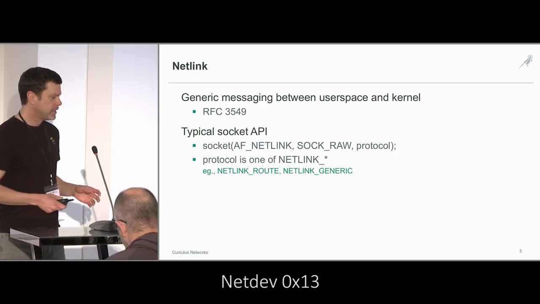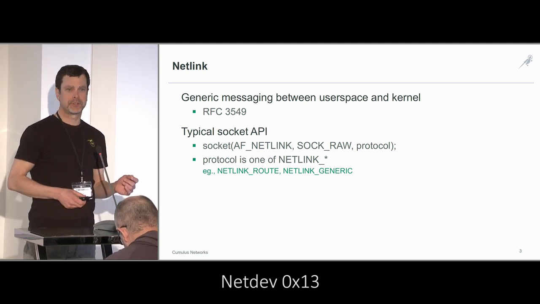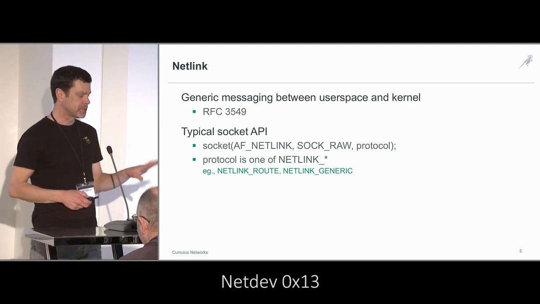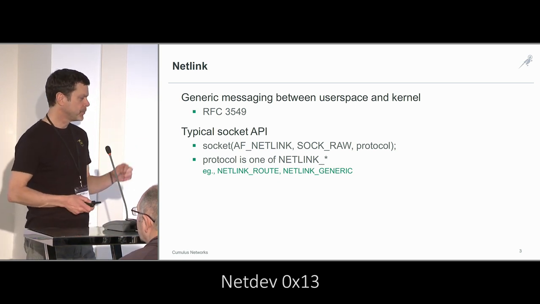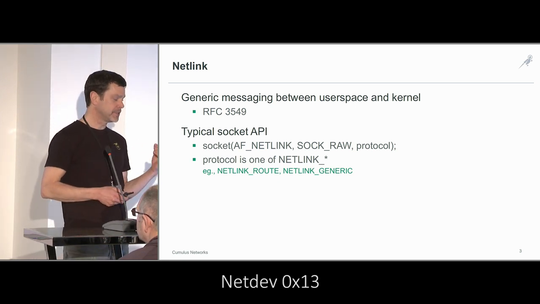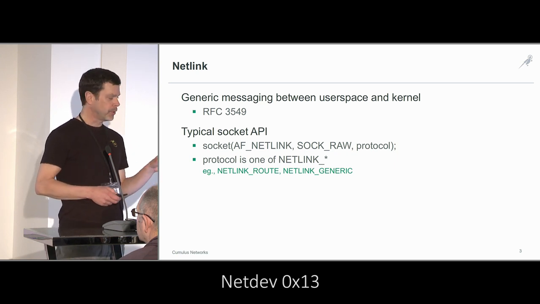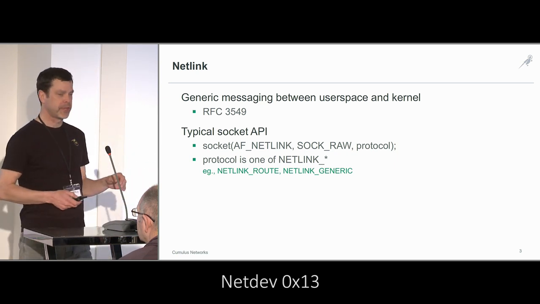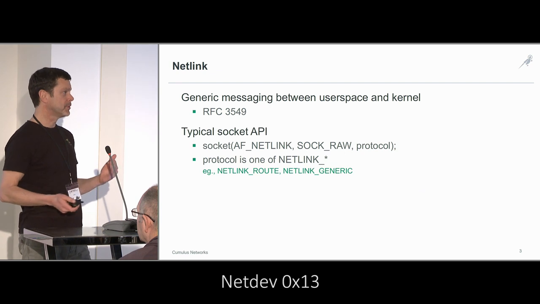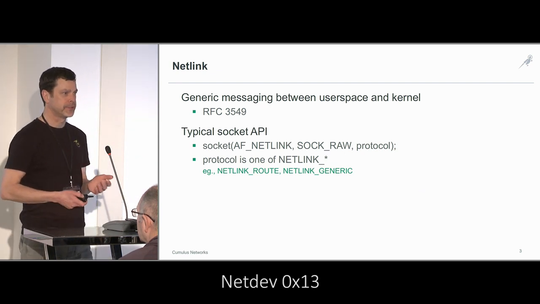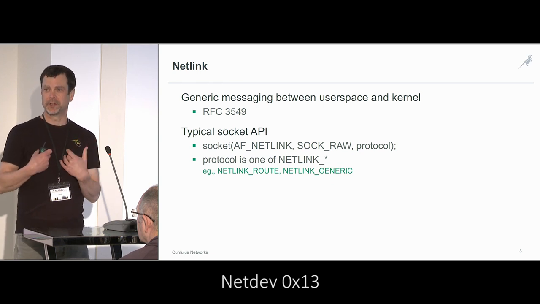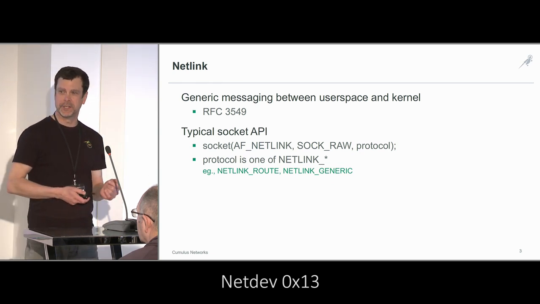Let's start with some background on what Netlink is. It's a generic messaging infrastructure between the kernel and user space. There's an RFC that documents this from way back when it was first thought of. As Roopa pointed out, it's a socket-based API. You open up the socket with AF_NETLINK and whatever protocol is of interest. Specifically, we're focused on Netlink route and Netlink generic. I'm focused on Netlink route. Everything I've done is within the RT Netlink category.